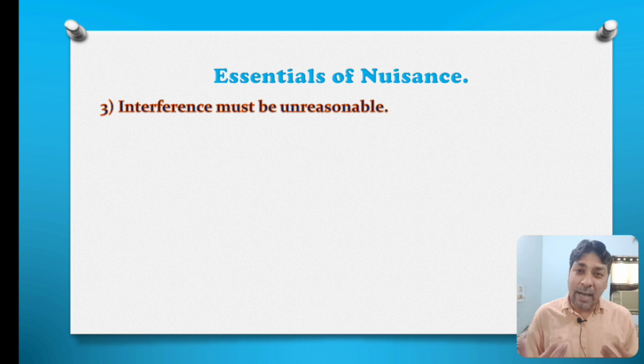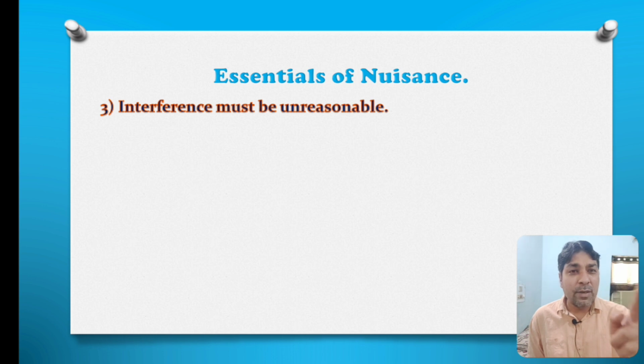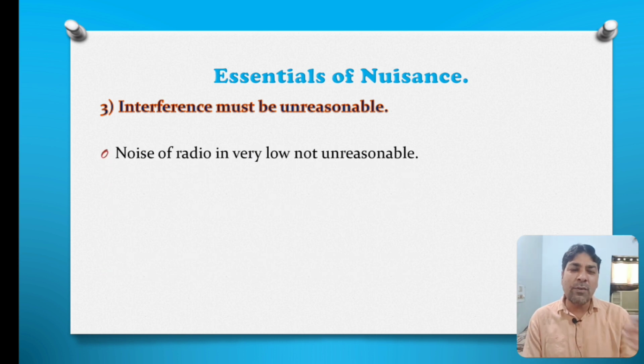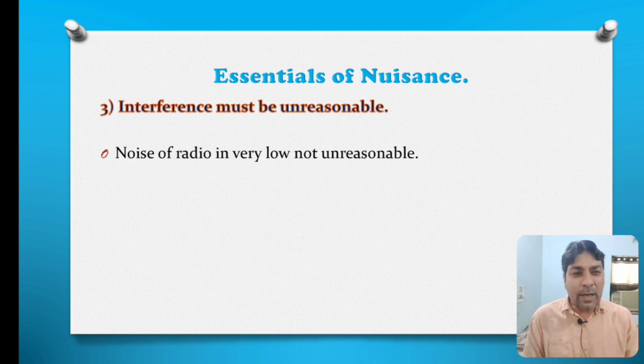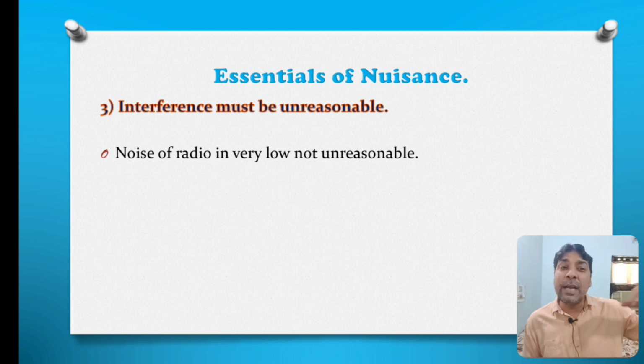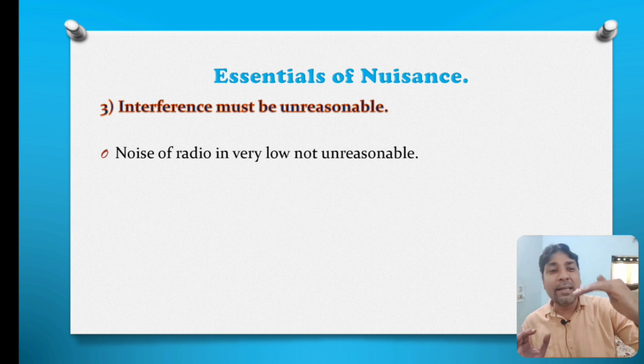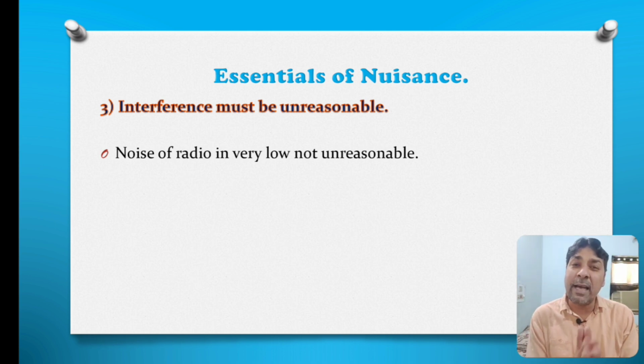But when will I be entitled to file a suit for the tort of nuisance? Only if the interference is unreasonable. So not only must there be interference, but that interference must be unreasonable if I want to get compensation for the tort of nuisance. So noise of a radio at a very low volume is not unreasonable. Suppose our neighbor is playing a song on a radio at a very low volume, though it is an interference, it is not unreasonable. But if he is playing a song at a very high volume, then definitely it is an interference, and that interference will be treated as unreasonable.